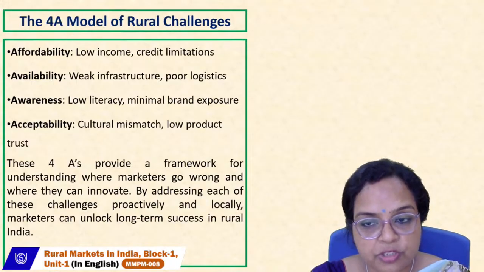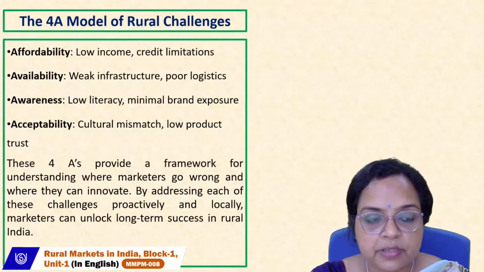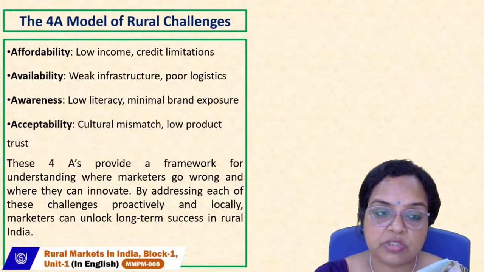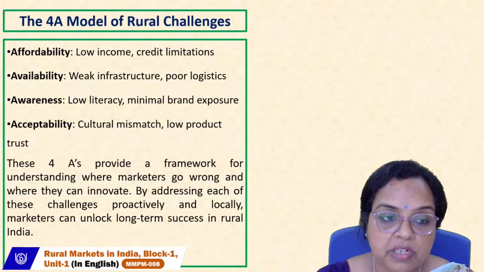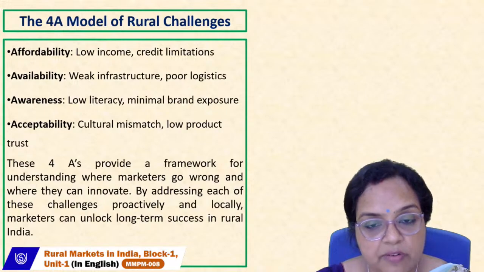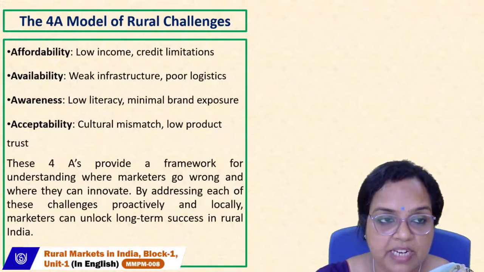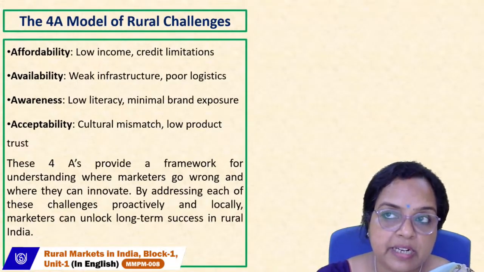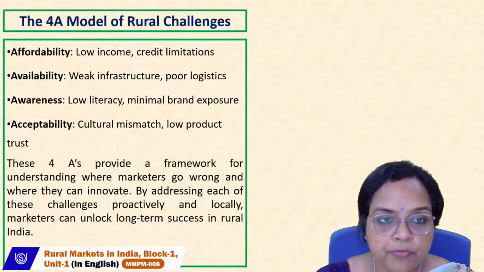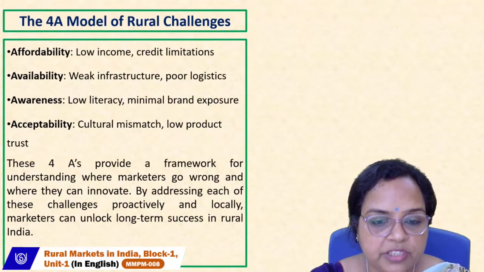Weak infrastructure and poor logistics are blocking the road of product distribution in the rural belt. Then the third one is awareness, due to low literacy. Consumers in rural belts are not very aware of the product features, benefits, advantages, and disadvantages. The last one is accessibility. That is because if the product is not matching their cultural acceptance, there is low product trust, so it is creating the fourth challenge. And these four As, or four factors, are known as the 4A model of rural challenges.